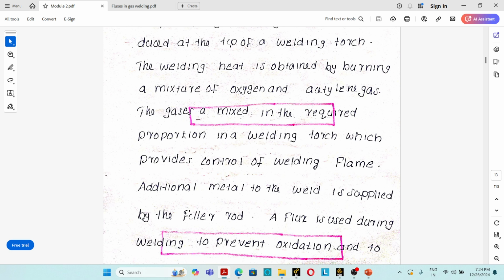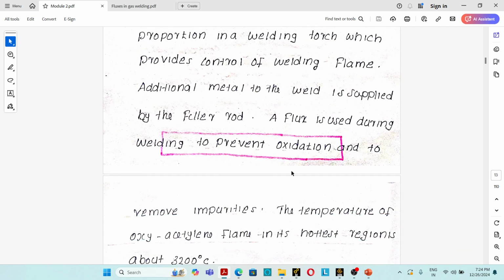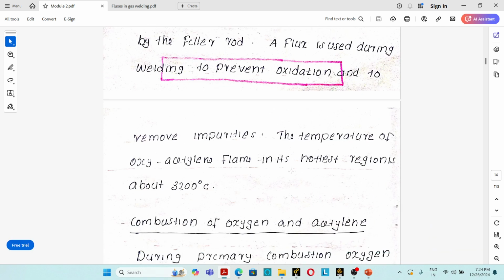Additional metal, known as filler material, is added to the molten weld pool in order to increase the metallurgical strength of the welded joint. Flux is also used during the welding process to prevent oxidation, and flux also acts as a cleaning agent, removing impurities from the welded joints. The temperature of the oxyacetylene flame in its hottest region is about 3200 degrees Celsius.